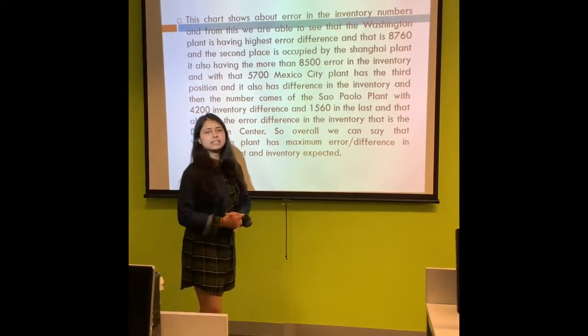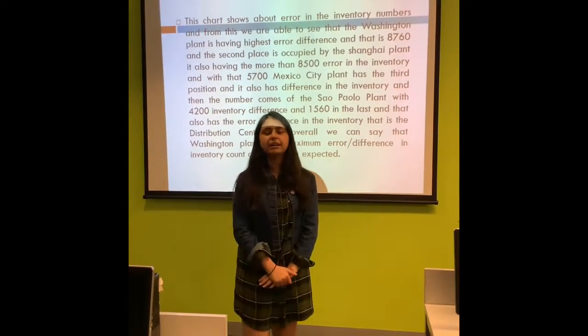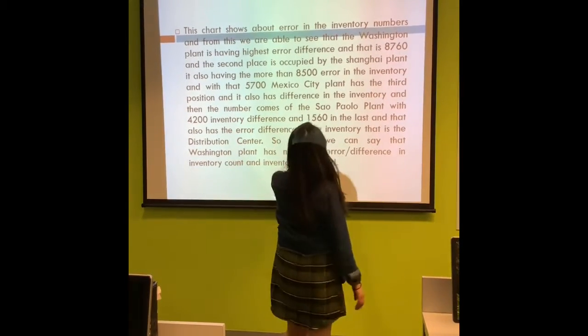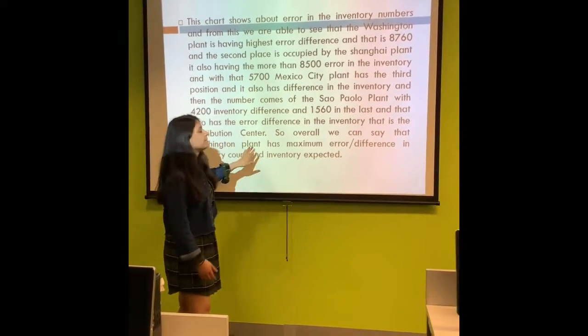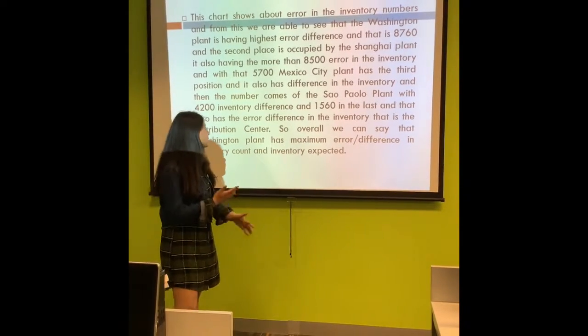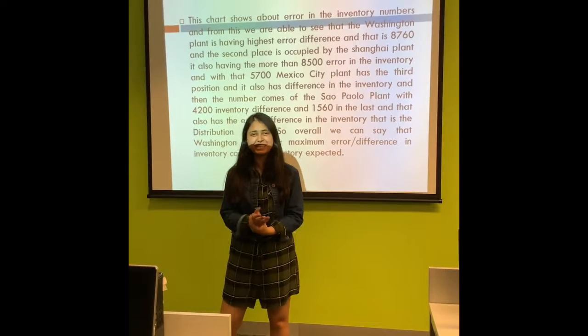So I think the distribution center is the minimum number, and overall we can see that the Washington plant has the maximum one, and the minimum one is the inventory count, and the inventory is expected.